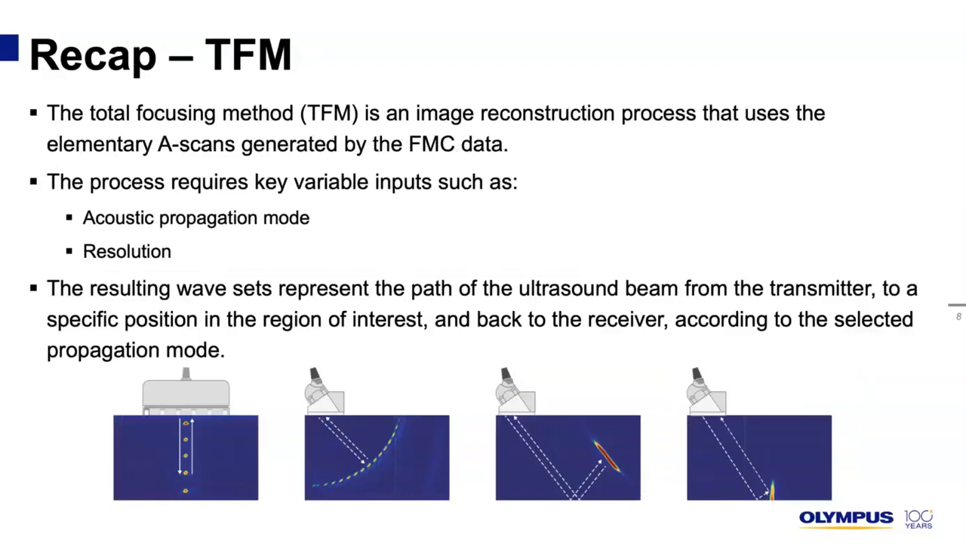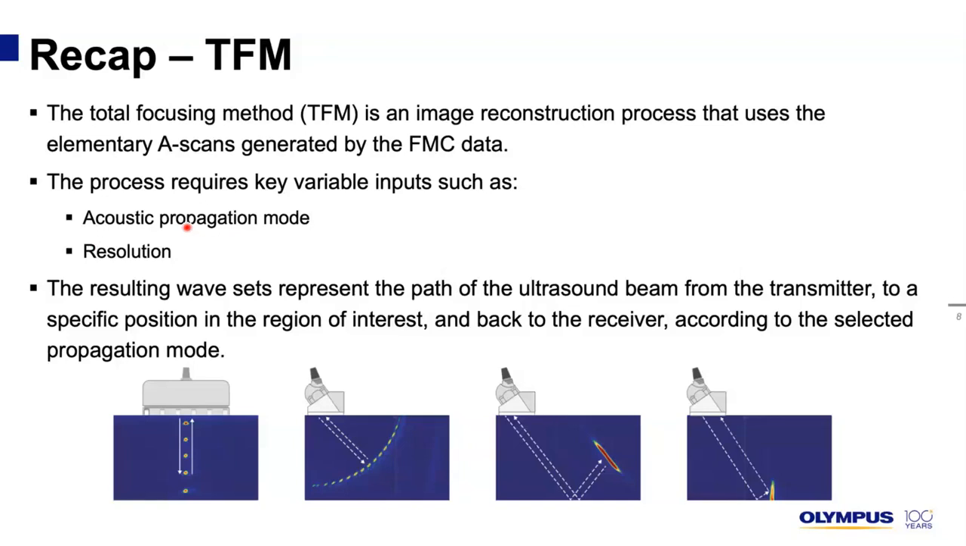The TFM, or total focusing method, on the other hand, is an image reconstruction process that uses those elementary A-scans we just talked about. The process requires key variable inputs such as acoustic propagation mode and resolution. Acoustic propagation mode means: are we going to use longitudinal waves, transverse waves, are we going to skip, mode convert, etc. And resolution being how fine or how coarse our grid of inspection is going to be.